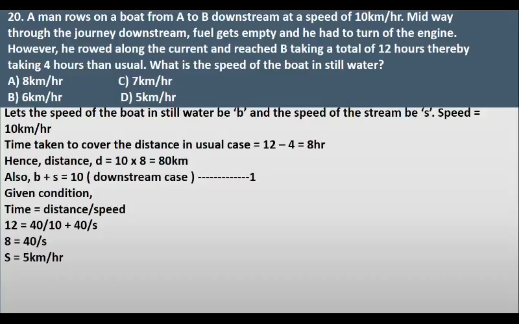Hence, putting this in equation 1, we can get the value of the speed of the boat in still water to be equal to 5 km per hour. When you go back to the options, we see that option D matches with our answer. So our final correct answer is option D.